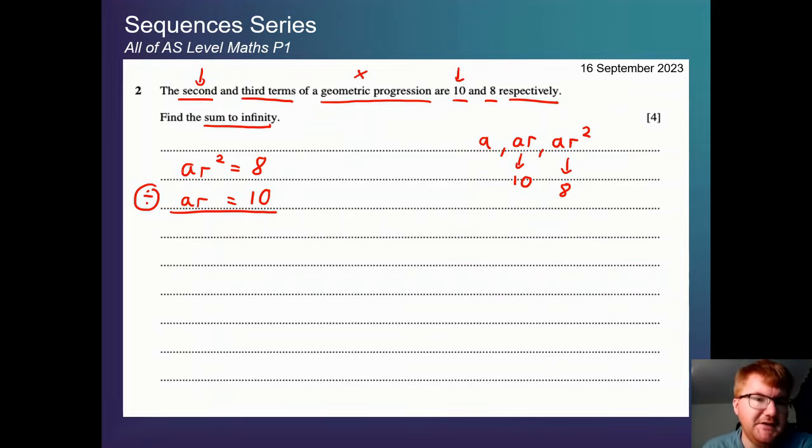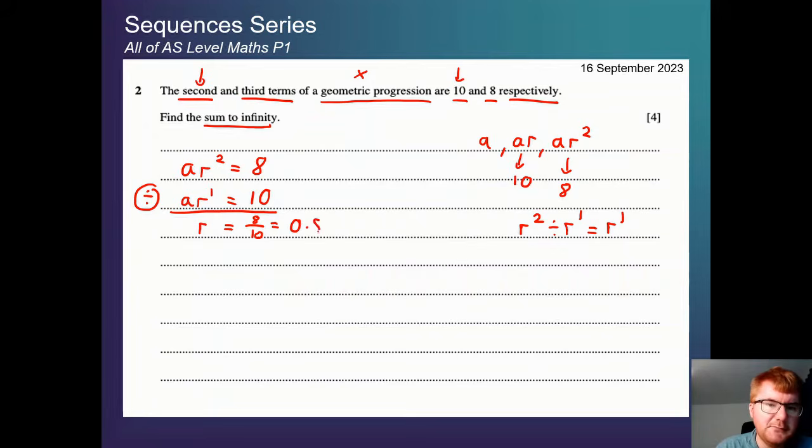So if we go through this, A divided by A is just equal to 1. R squared divided by R to the power of 1, that's just R. So think of this as R squared divided by R to the power of 1. Just using our index laws here. And then 8 divided by 10, well, that's just 8 over 10. Or we can write this as a decimal or fraction as 0.8. So now we know what R is equal to. We can now substitute that back in.